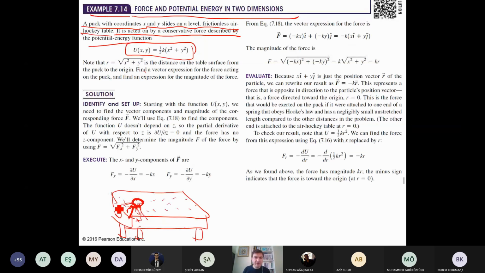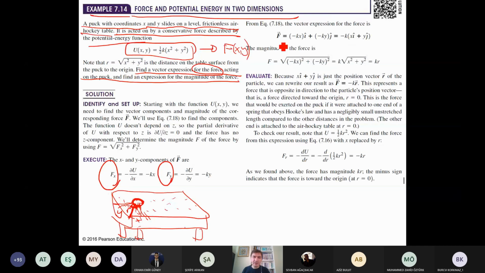Find a vector expression for the force acting on the puck and find an expression for the magnitude of the force. So we know the potential energy, but we don't know the force. Then we have to find the force. So how to find the force? You can calculate the x component of the force by taking the x derivative of this potential energy. You can calculate the y component of the force, and then you can get the force here, x component plus y component, and this is the force.